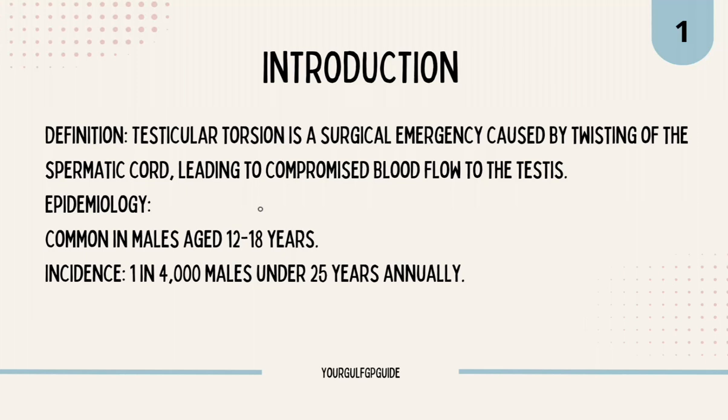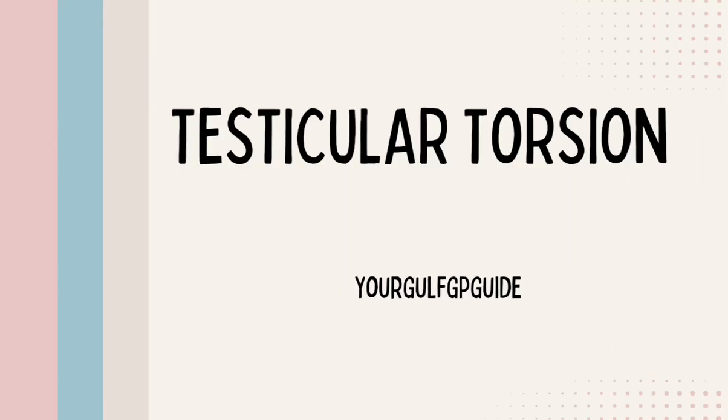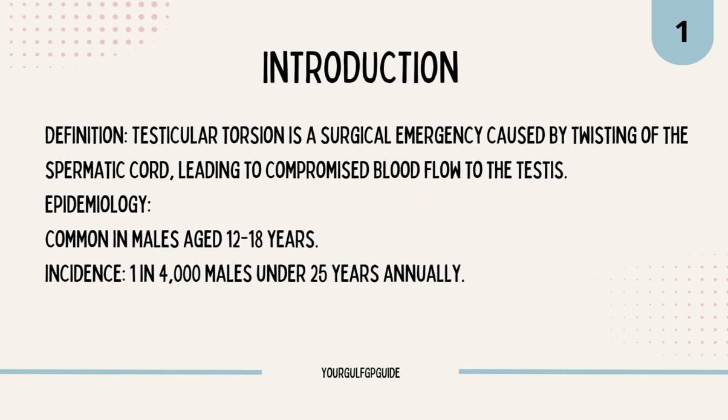About the epidemiology, you need to know that it occurs in males. It is most commonly seen in males aged between 12 and 18 years. The incidence is 1 in 1000 males under 25 years annually. But it is not necessarily only in that group, it is also seen in children, and it's not always between 12 and 18 years.